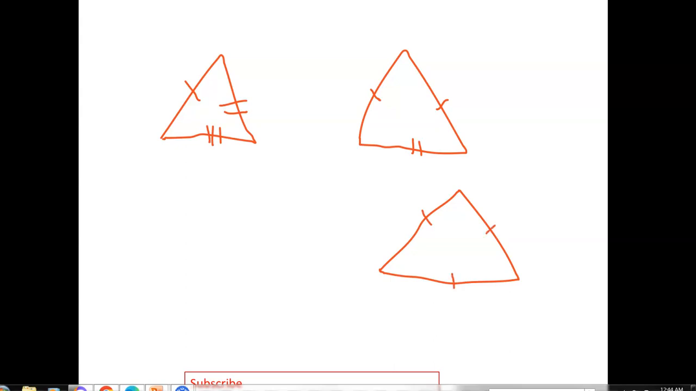We know that the one where all sides are not equal, we call a scalene triangle. And then where 2 sides are equal, it's the isosceles triangle. Call that an isosceles triangle.